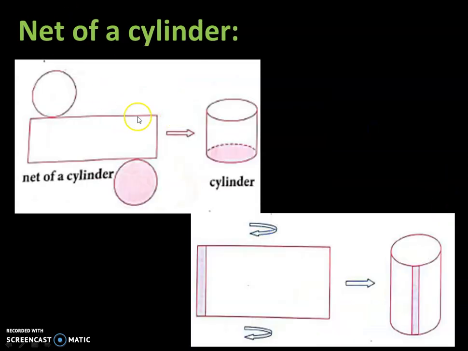And the next one is a cylinder. For cylinder you get one flat face and two circles for it. When you fold it like this and just paste over this edge, and when you keep on top and bottom these two round pads, you get a cylinder like this. So this is the net of a cylinder. That is a pattern for making a cylinder.